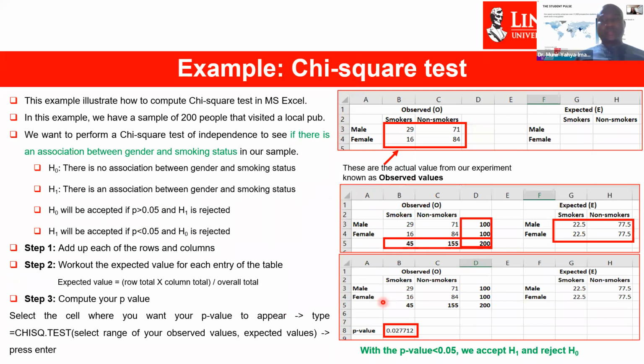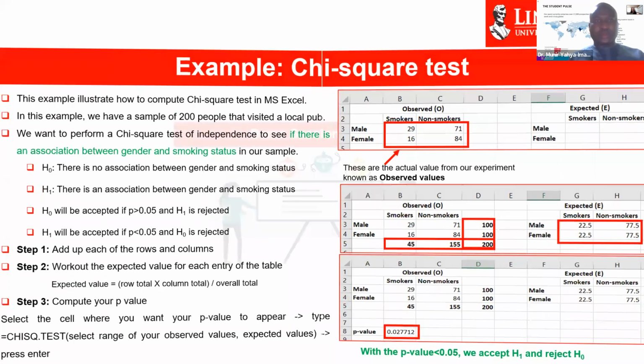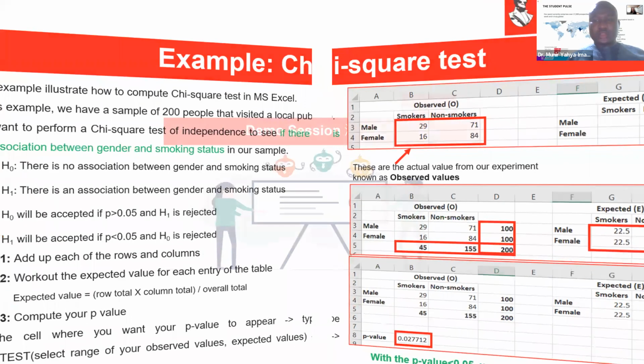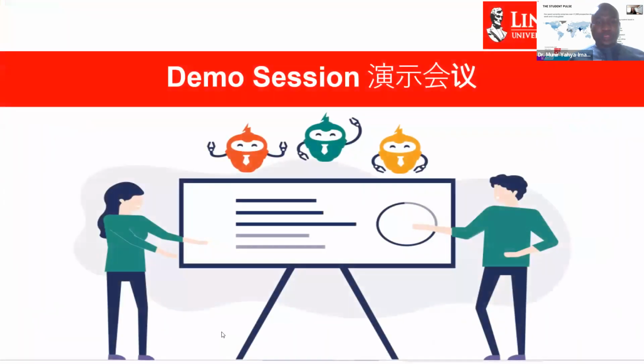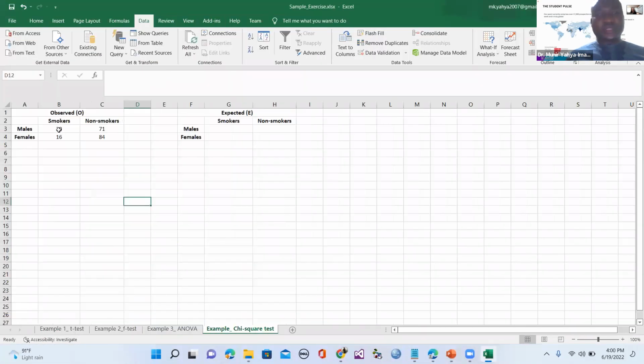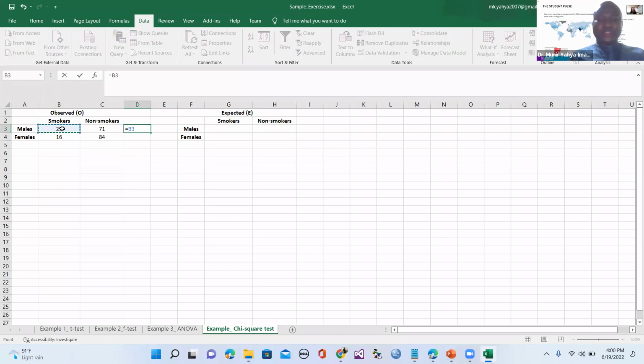Okay, so let's quickly see how this can be done. So here, I have this data. I told you, you need to compute the expected values. But before then, you need to get the sums of these. So the sum of the row is equal to this plus this, and this will give you 100. If you like, you can straight away put this down.